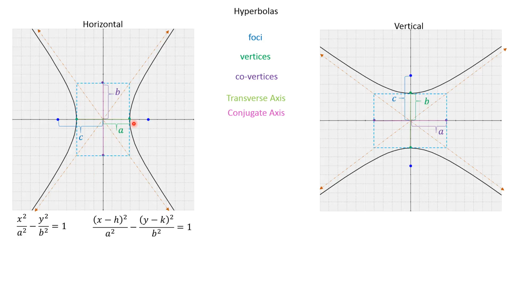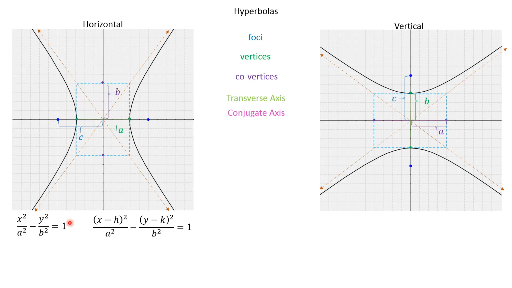The points for the vertices, covertices, and foci are identical to ellipses. Same exact formulas. So I'm not going to write the formulas out here because, as you saw with the ellipses, a lot of times it's easier to look at the graph and just kind of almost figure it out as opposed to plugging in the formulas. But you should have the formulas in your notes already.